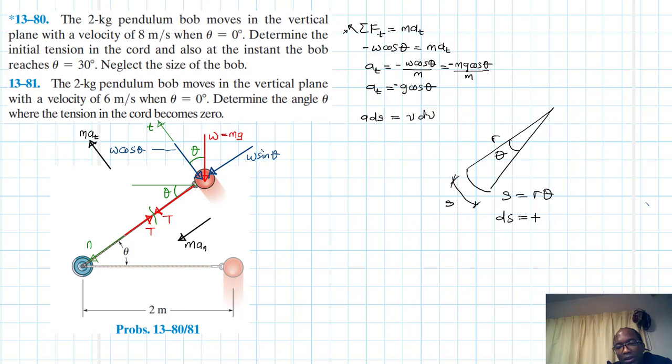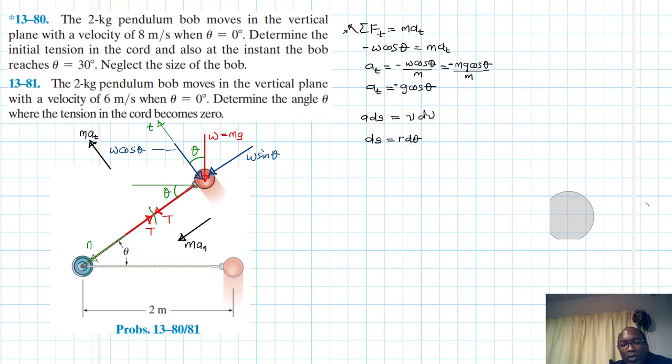The s is just equal to r d theta, right? So our ds here is just going to be equal to r d theta. With that in mind, we can replace this there and write this. It becomes a_t r d theta, right, is equal to v dv. Then we integrate this.